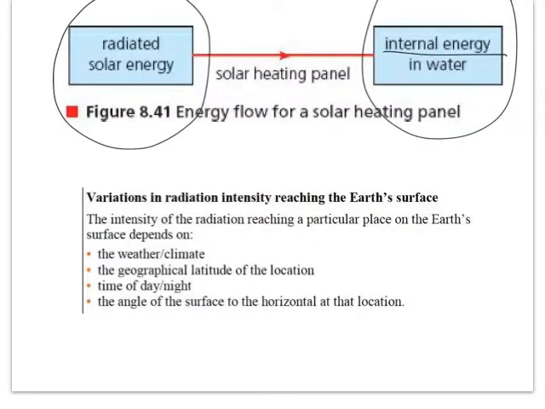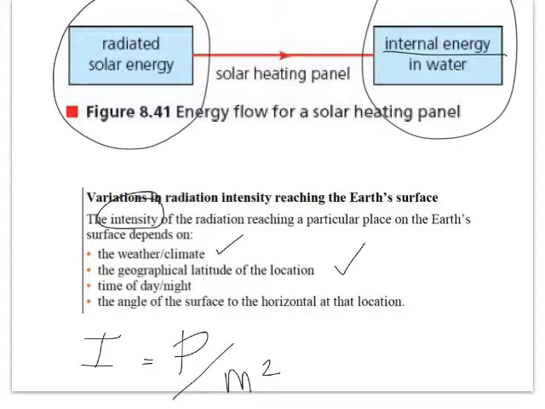Now we've covered this already, but the intensity, and this is a very popular question, the intensity of the radiation, remember intensity is the power per square meter, depends on the weather, the climate, the geographical latitude, that means how close to the equator you are, the time of day, and the angle of the surface to the horizontal at that location.